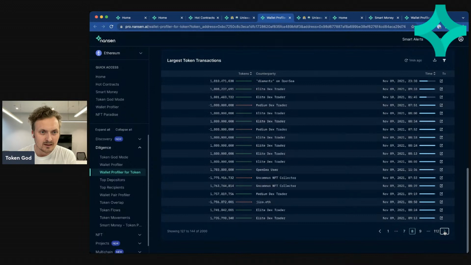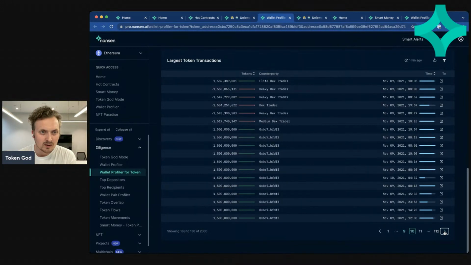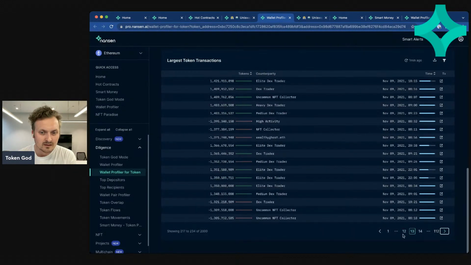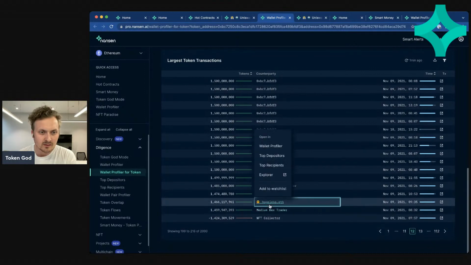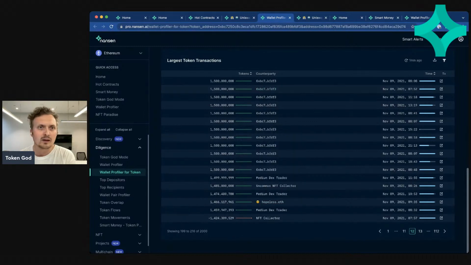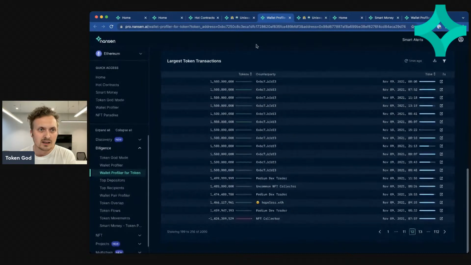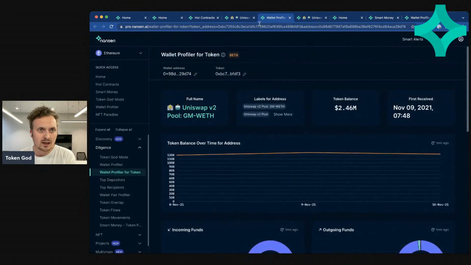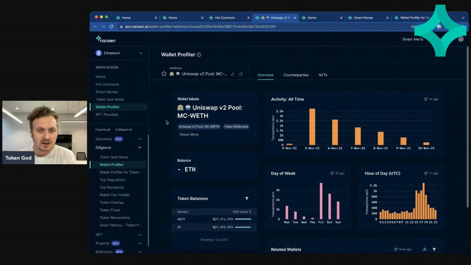I want to see if I can find hopeless.eth. Let's look at hopeless.eth. What have they been doing with this one? We should have a wallet profiler for token on that one. Okay. I think we don't have to go down this rabbit hole. I'll just leave it for the viewer to check out the GM token. Might be a meme coin, no idea.